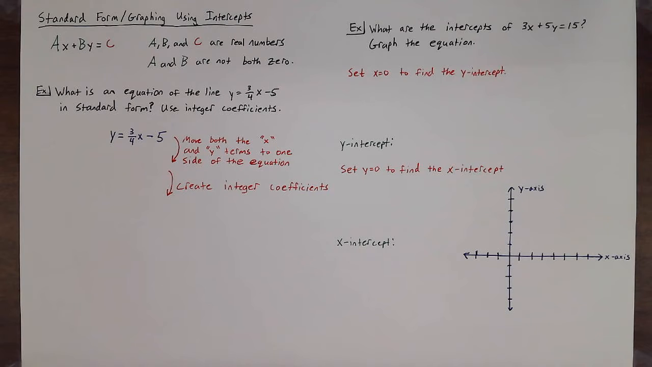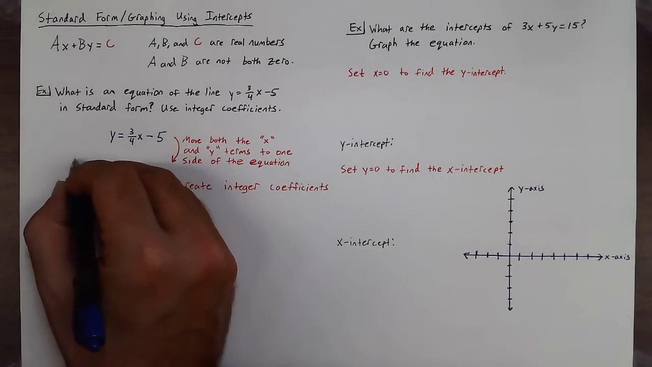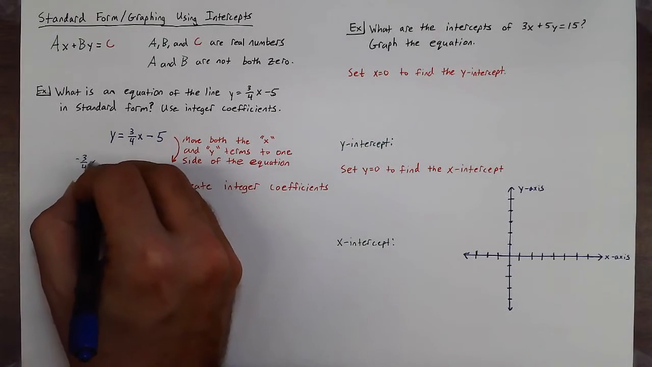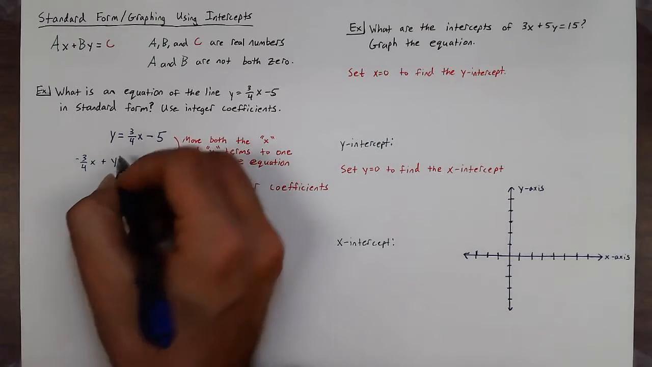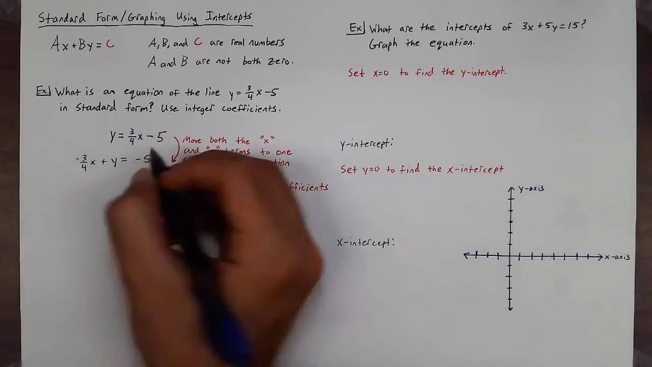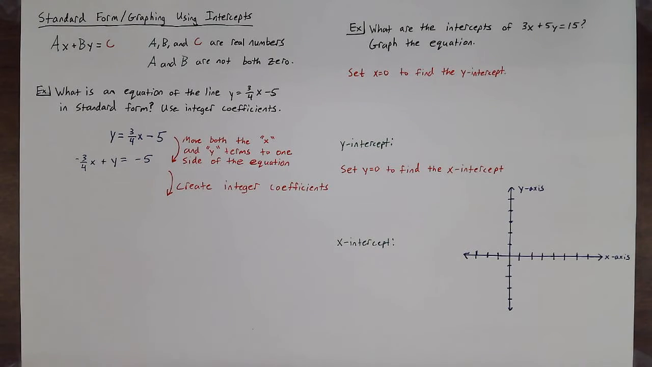First example, what is an equation of the line y equals 3/4 x minus 5 in standard form? And we're going to use a standard of integer coefficients, meaning no fractions, just whole numbers. So in order to do this, first we're going to move both the x and the y terms to one side of the equation by subtracting 3/4 x, giving us negative 3/4 x plus y is equal to negative 5. So that takes care of putting it into standard form.